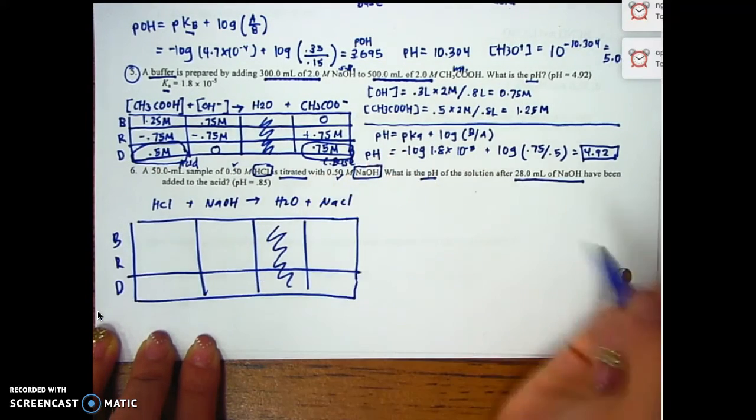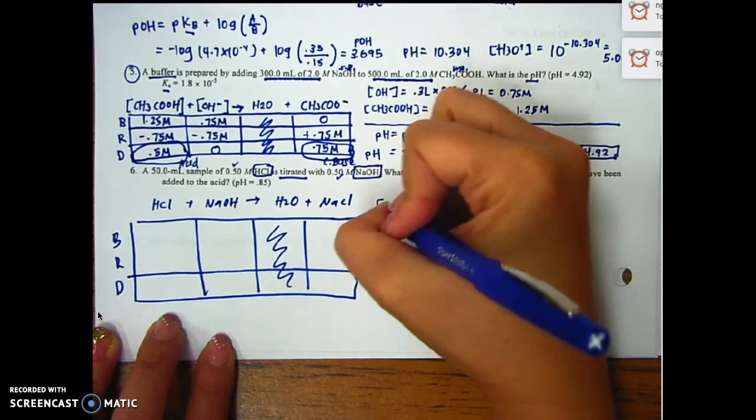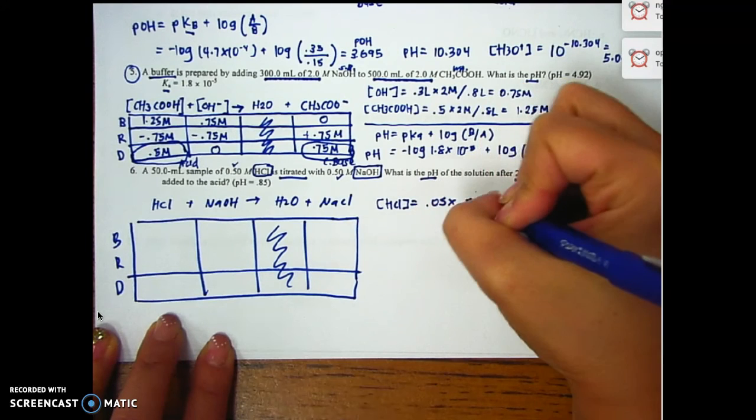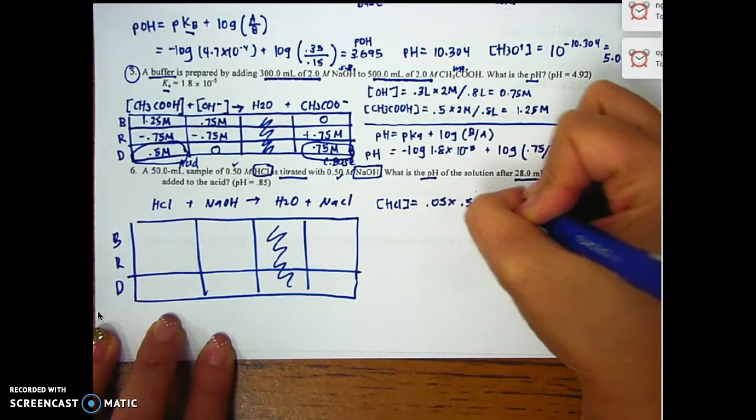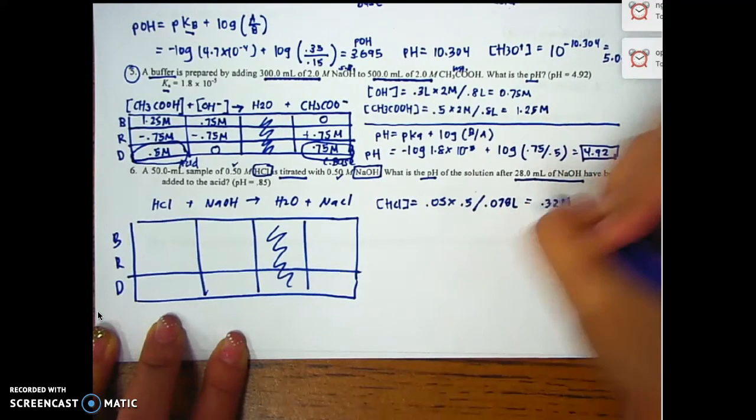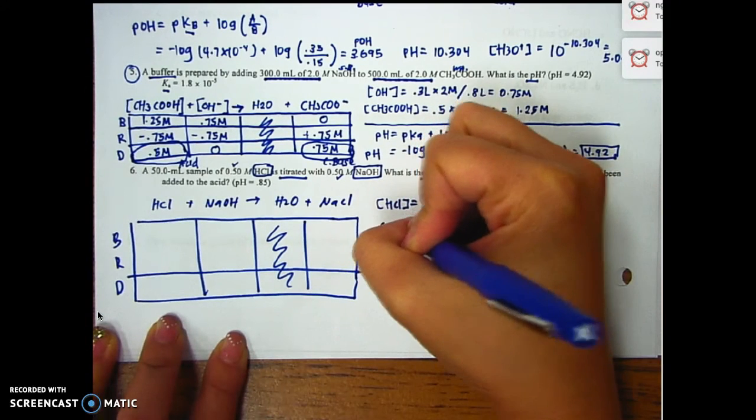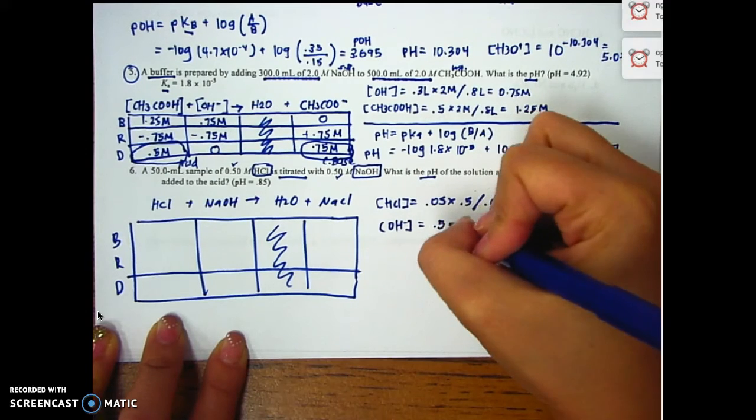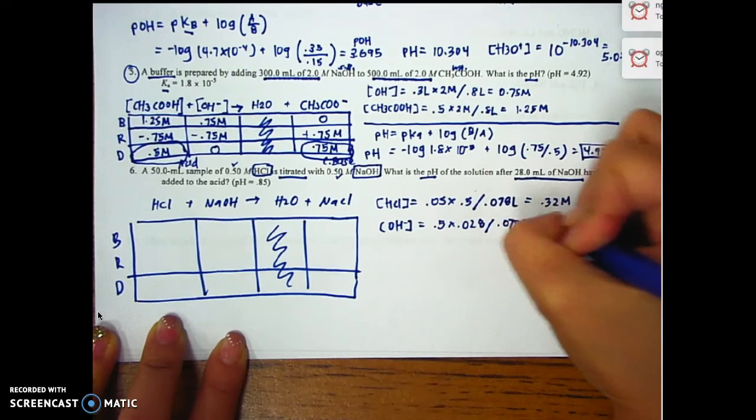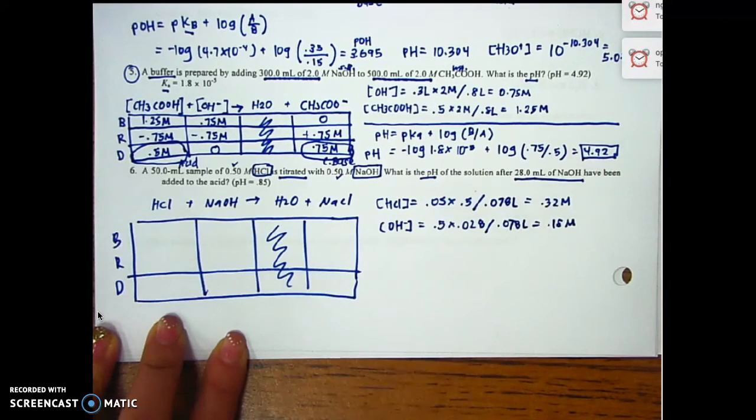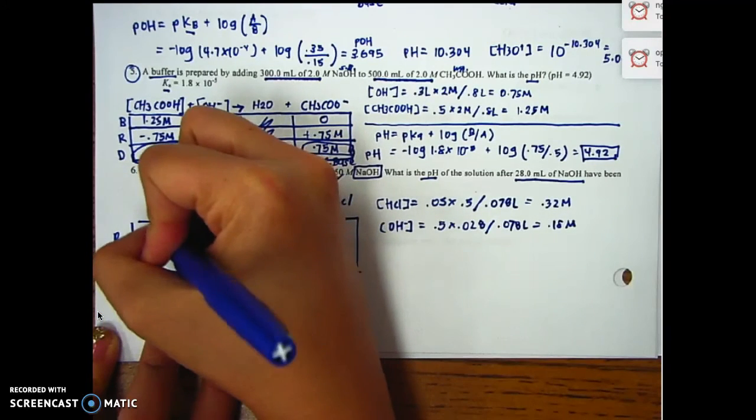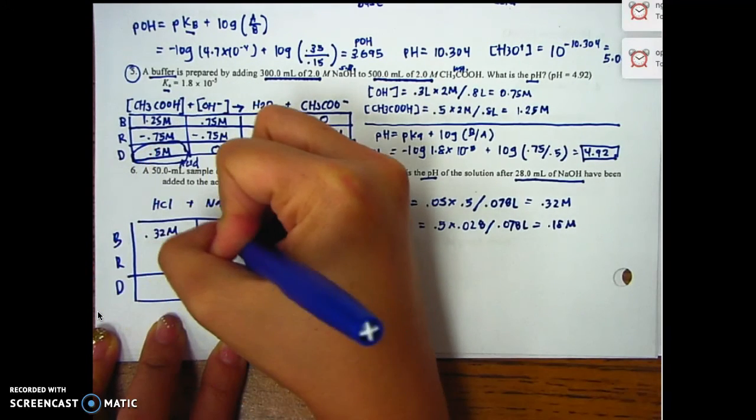And water we could go ahead and ignore. I'm looking for the concentration of HCl to start off with. It's 0.05 times 0.5 molarity divided by 0.078 liters total volume, and it's 0.32 molarity. The concentration of sodium hydroxide is going to be 0.5 times 0.028 divided by total volume, so it's 0.18 molarity. So we're going to just throw this into our table. We have 0.32 molarity, 0.18 molarity.